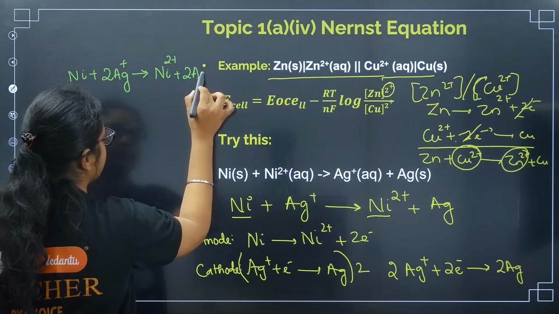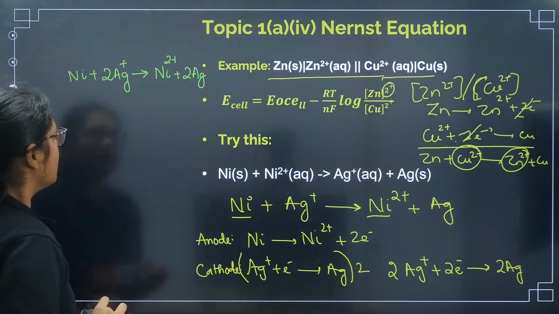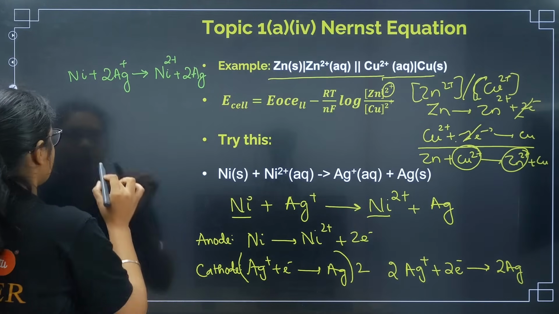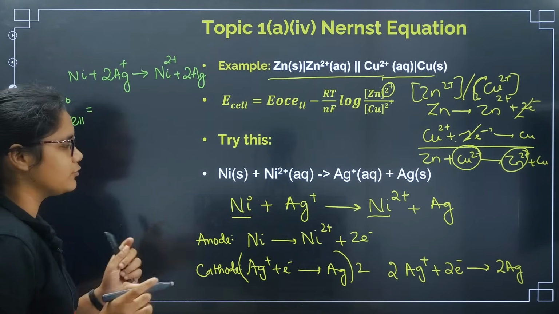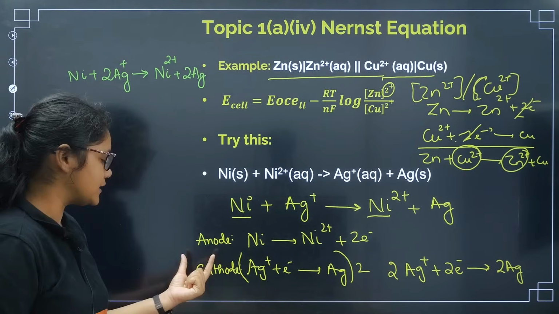Now I want to write the E naught of the cell. First we will calculate the E naught of the cell, which is equal to E naught of cathode minus anode. How to identify which is cathode and which is anode?